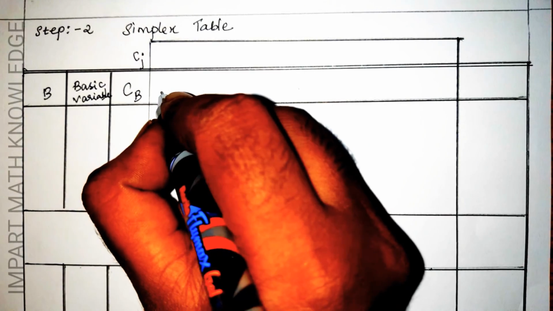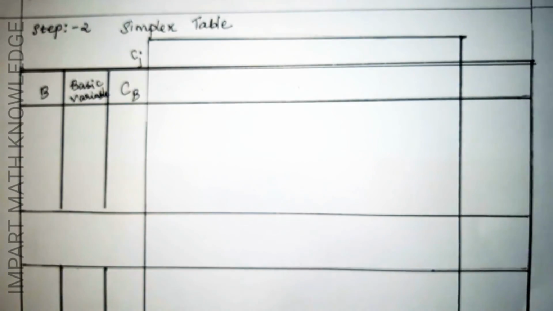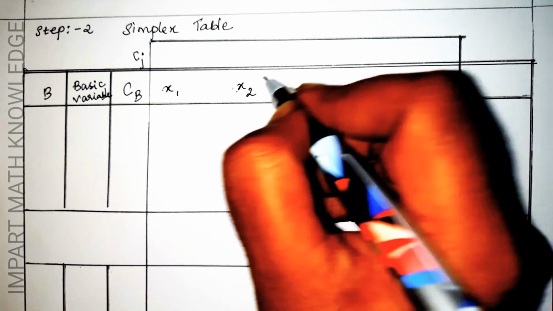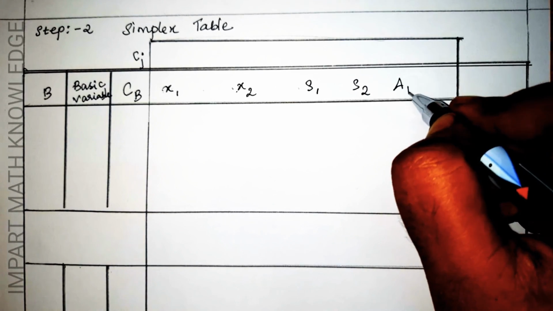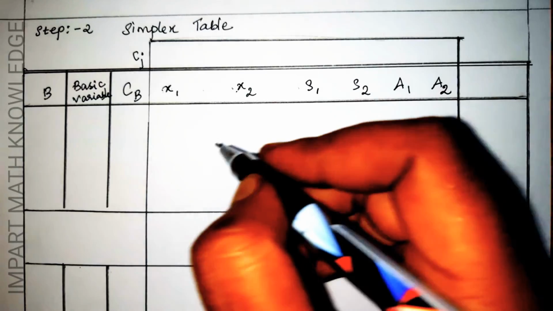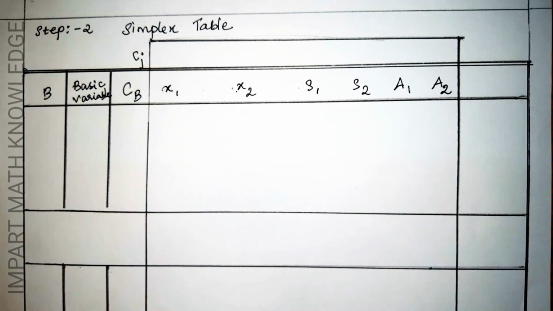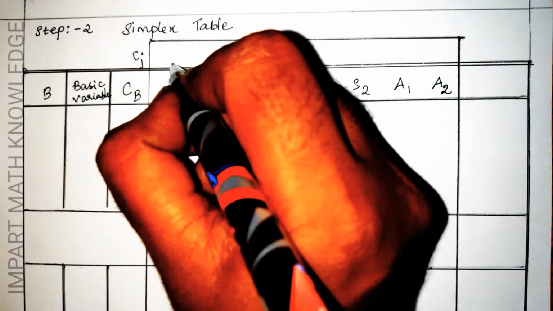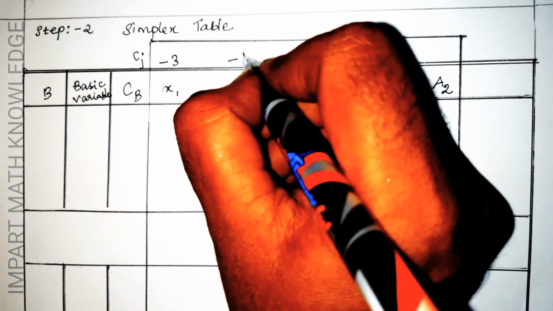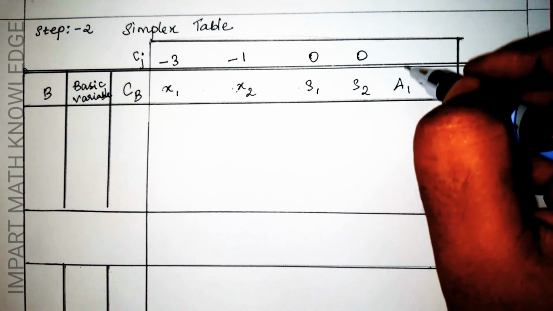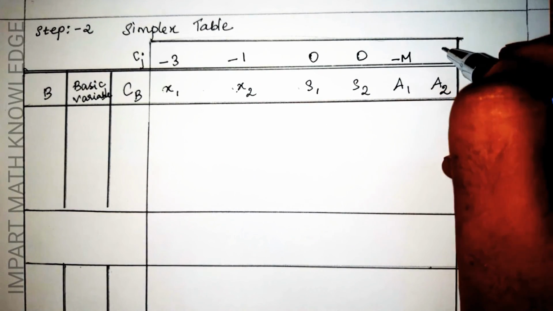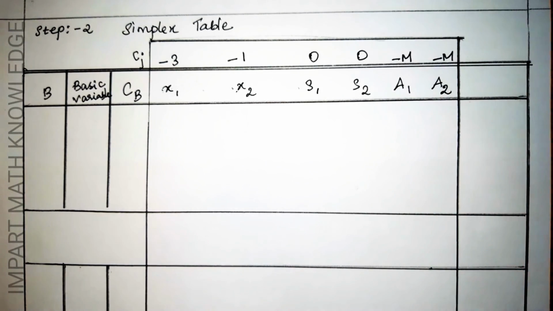Now let me write all the variables which we used in the given problem: x1, x2, s1, s2, a1, a2. The coefficients of these variables in the objective function are -3, -1, 0, 0, and for the artificial variables the coefficient is -M. That is why this method is called the Big M method.